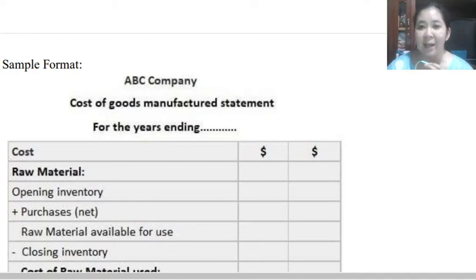So this is their heading. Again, please take note that every financial report should have a heading to identify what report we are reading or presenting to the users.